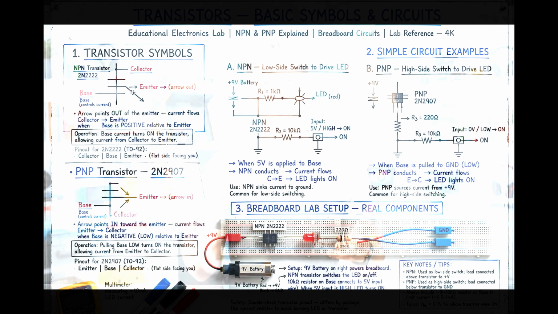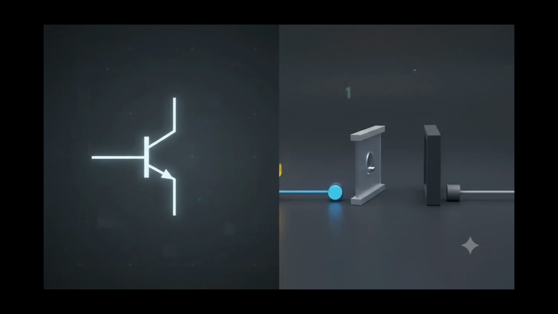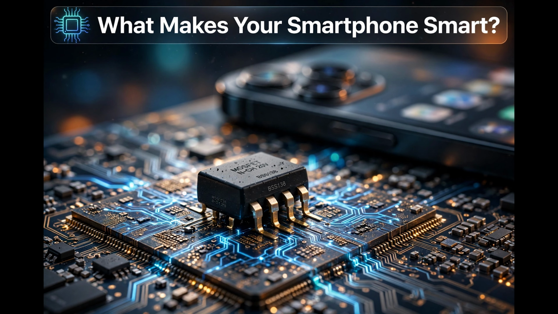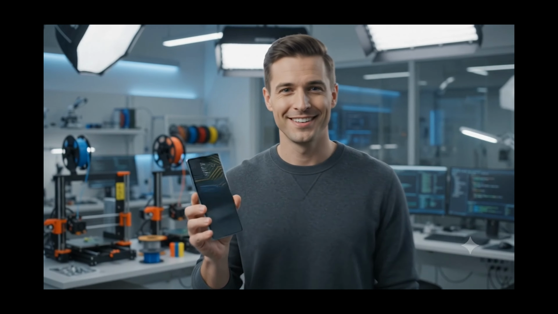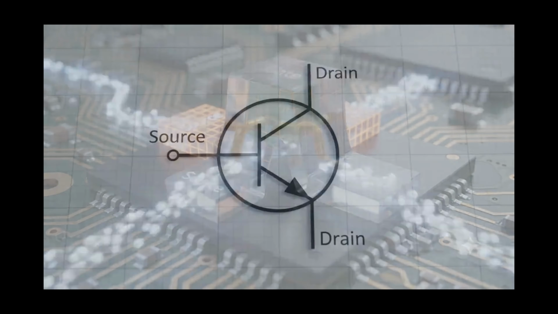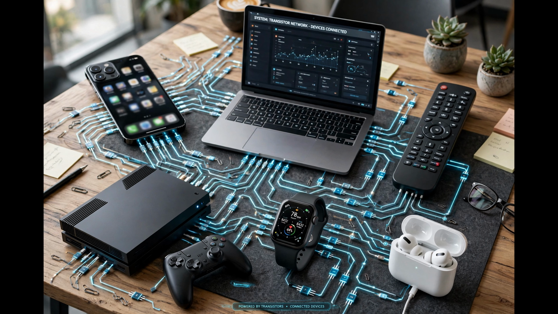Introduction. Have you ever wondered what makes your smartphone smart? Or how your favorite electronic devices function seamlessly? The answer lies in tiny components called transistors. Briefly introduce the purpose of the video: to explain what a transistor is, how it works, its basic circuit representations, and its applications in everyday electronic devices.